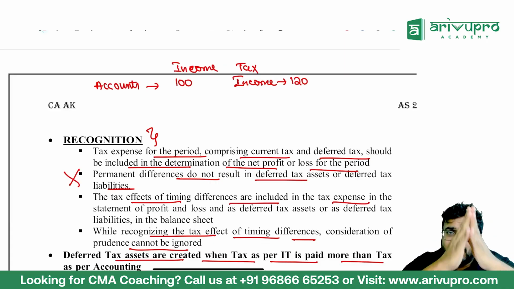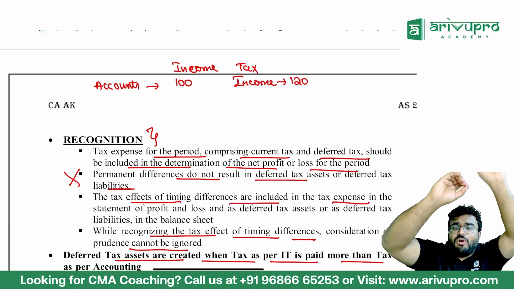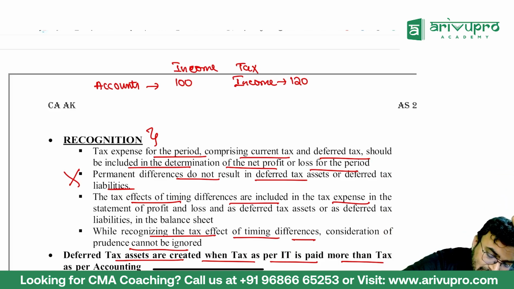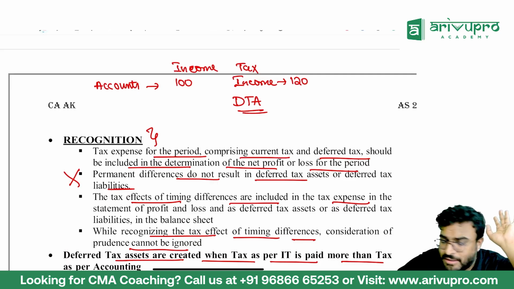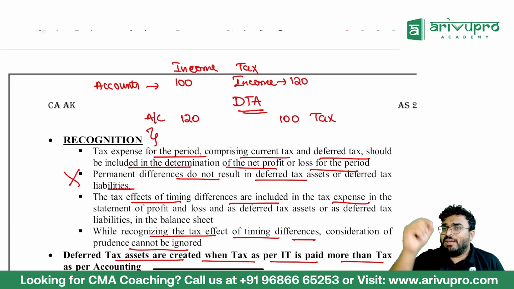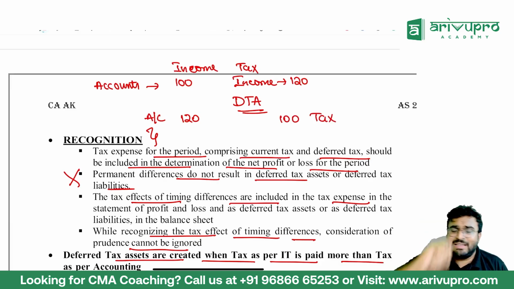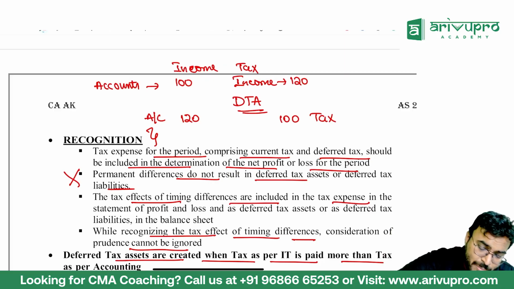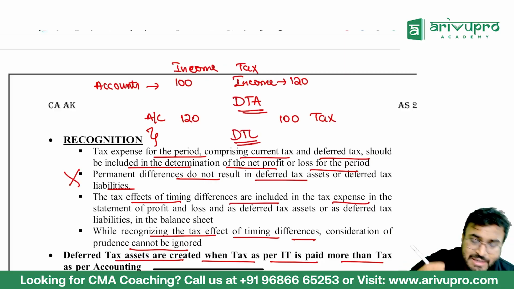First, you focus on income. If income is more, you have paid more tax. That means in future, you have to pay less tax. In future, if you have to pay less tax, deferred tax asset. Imagine if it is the other way around. If it is 120 in accounts and 100 in taxation, that means in taxation, income is less. That means today you are paying less tax. But when it reverses, in future you have to pay more tax. This will be considered as deferred tax liability.